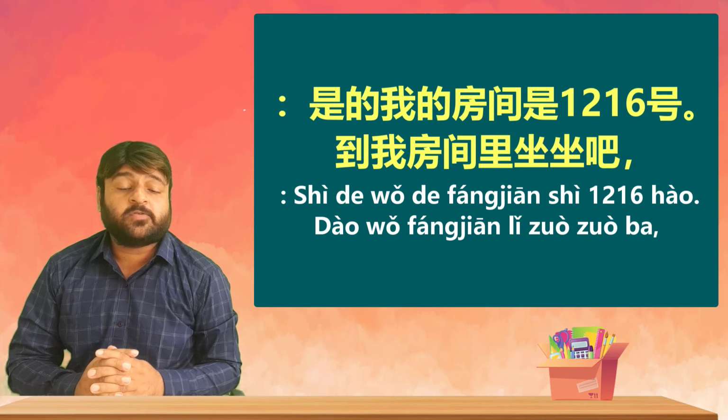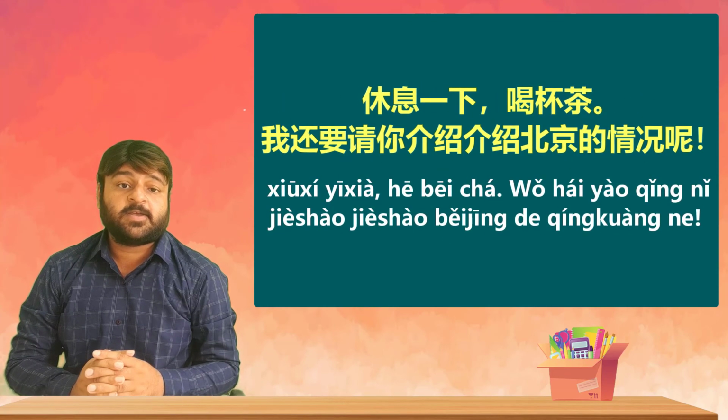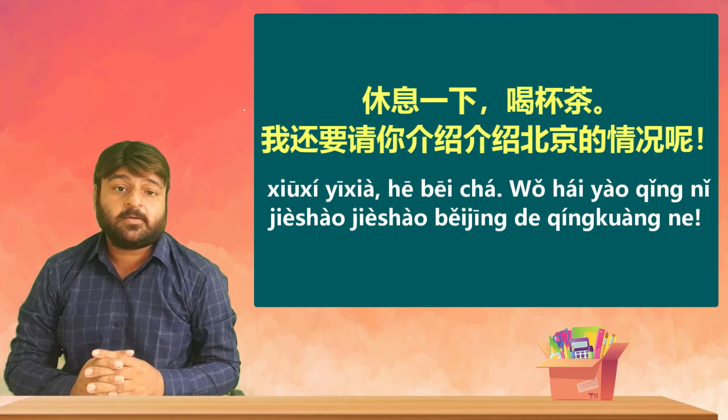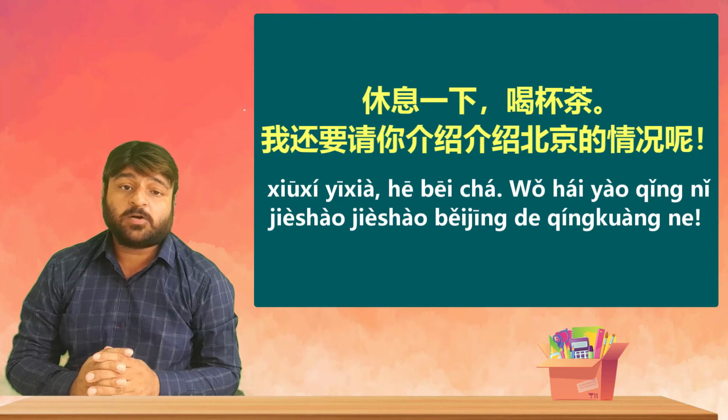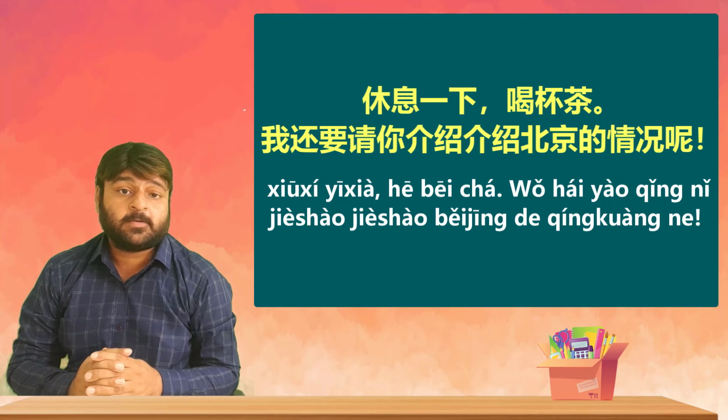到我房间里坐坐吧 到 to reach, 我房间里 in my room, 坐坐吧 is a repetition of the verb, as we did in lesson 28, to show a short or casual relationship. Go and sit in my room. 休息一下 休息 is to rest, 一下 a bit. 喝杯茶 to drink, 杯 cup, 茶 tea, drink a cup of tea. 我还要请你 I still 要 want 请 to invite or ask 你 you 介绍 to introduce. Notice again the repetition of a monosyllable for a disyllabic word, 介绍, showing a brief relationship. I still want to ask you for a brief introduction.